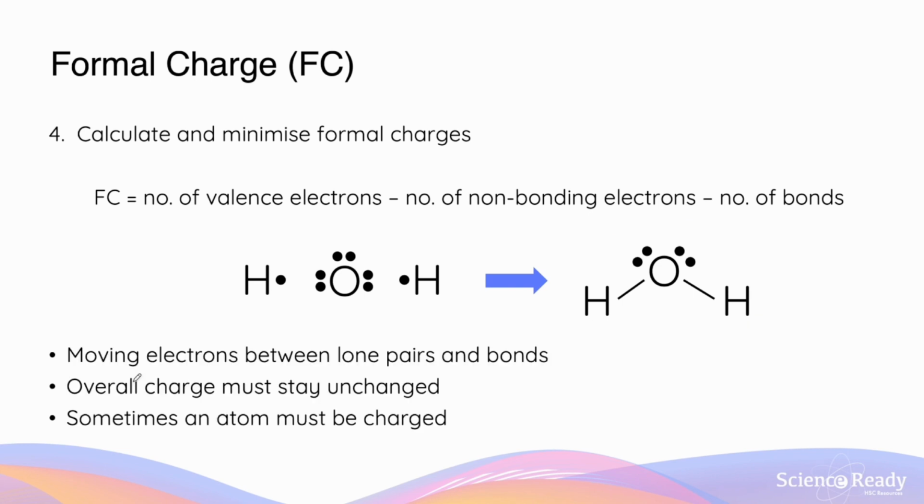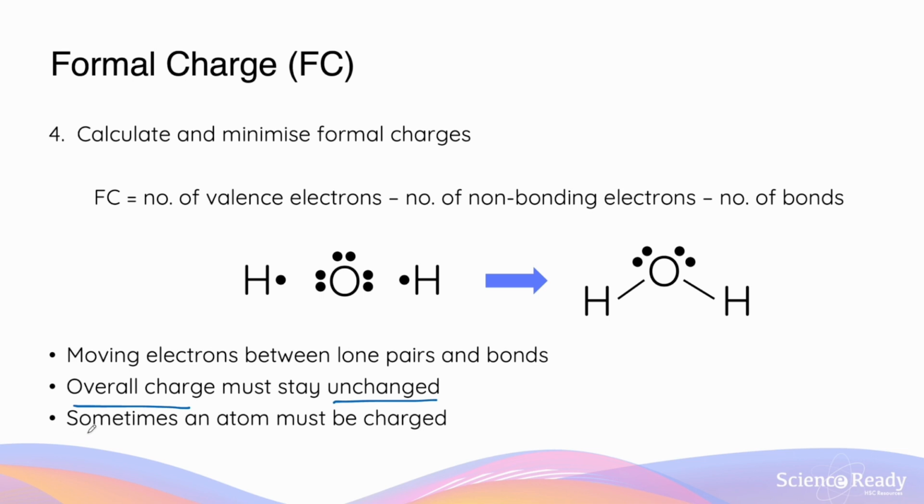Now, when we are minimizing formal charges, this is done by moving electrons between lone pairs and bonds. And we'll look at this in further examples that actually require us to minimize formal charges. Whatever the charges will become, remember that the overall charge of the molecule must stay unchanged. So for neutral molecules where the overall charge is 0, no matter what the charges of the individual atoms are, they must always add up to 0.